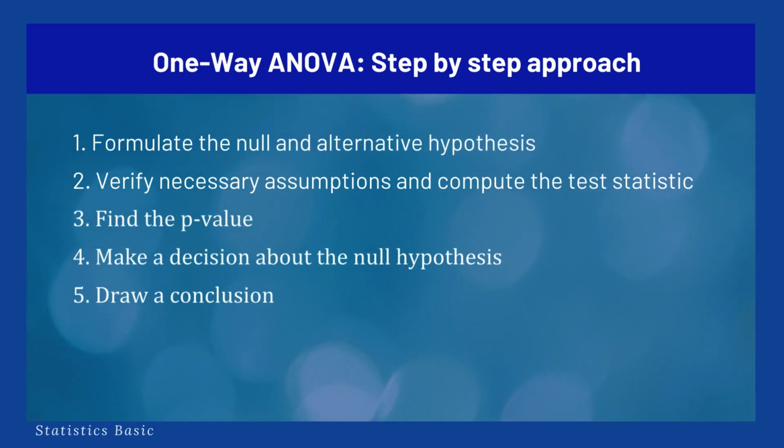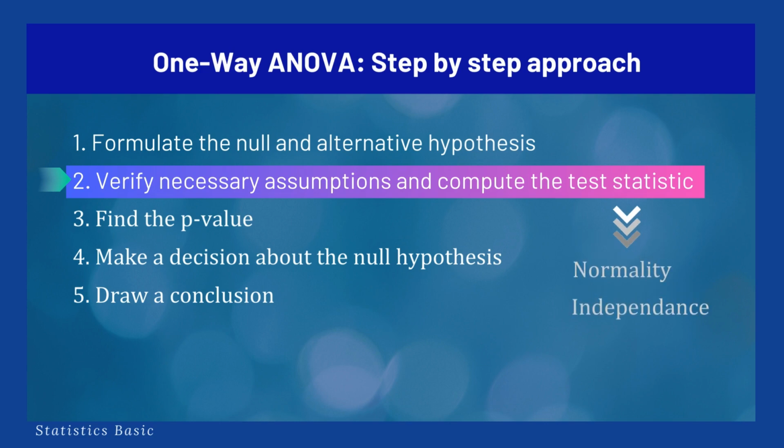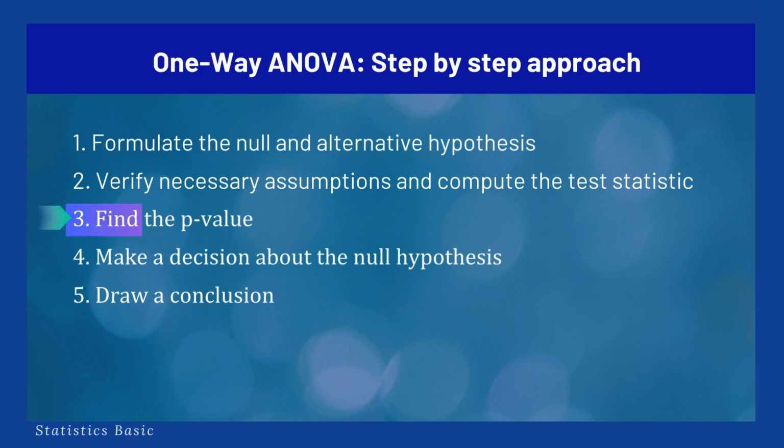Before performing the test, it's crucial to ensure that the data satisfies certain statistical assumptions. These assumptions include normality of data, independence of observations, and homogeneity of variances. And once assumptions are confirmed, we'll use the computed test statistic and the p-value from the ANOVA table. Then, we will use the p-value approach to make a decision about the null hypothesis. And in the final step, we will conclude the summary of the hypothesis test in the context of the study.